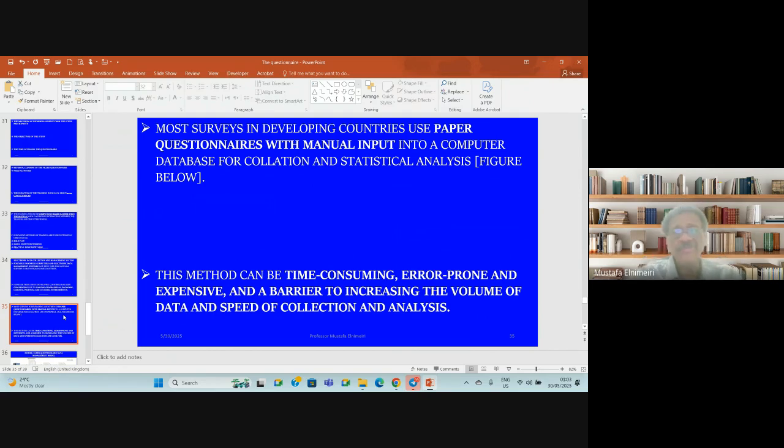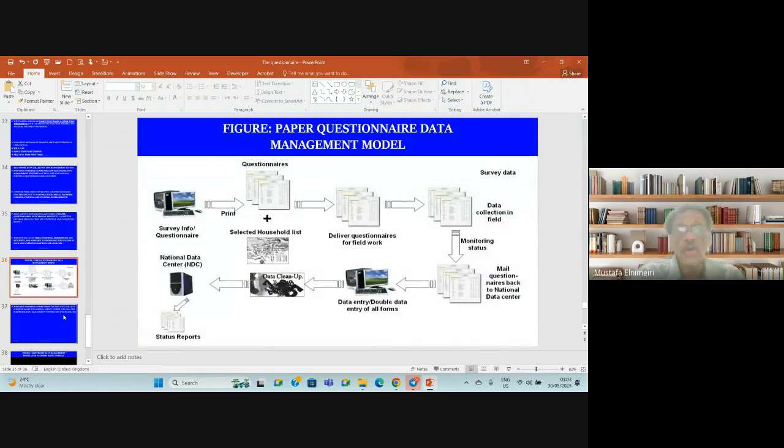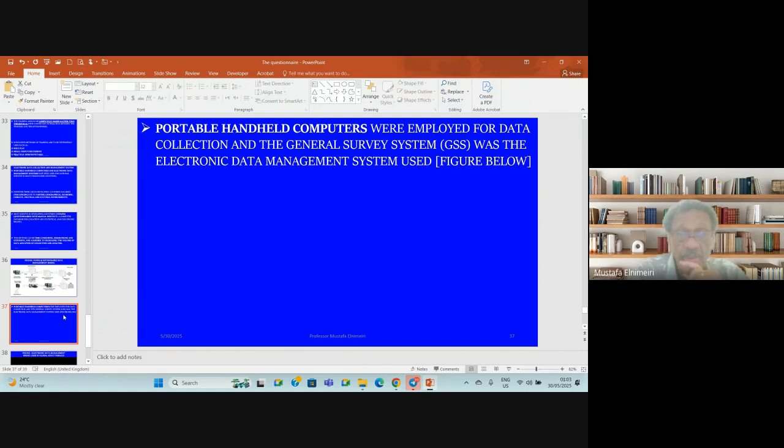Because most of the work now is carried out with paper questionnaires with manual input and data entry, and this is time consuming, error prone and expensive, and a barrier to increasing the volume of the data and the speed of collection and analysis. But using computerized packages will help to facilitate the overall process of data collection and management. We can use the portable handheld computers.